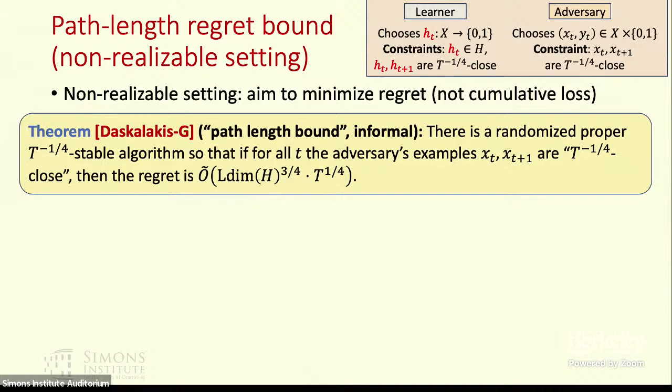There's a randomized proper learning algorithm, which is also stable. I'm now setting the stability parameter to t to the -1/4. And this satisfies the following: if for all time steps t, the adversary chooses examples xt and xt+1 which are close to each other in a certain sense I won't define formally here, then the regret of the algorithm is t to the 1/4 times a polynomial in Littlestone dimension. So this is exactly the sort of fast rates that I claim in games. But it's under this condition, which is not realizability, but a certain closeness of the adversary's examples.